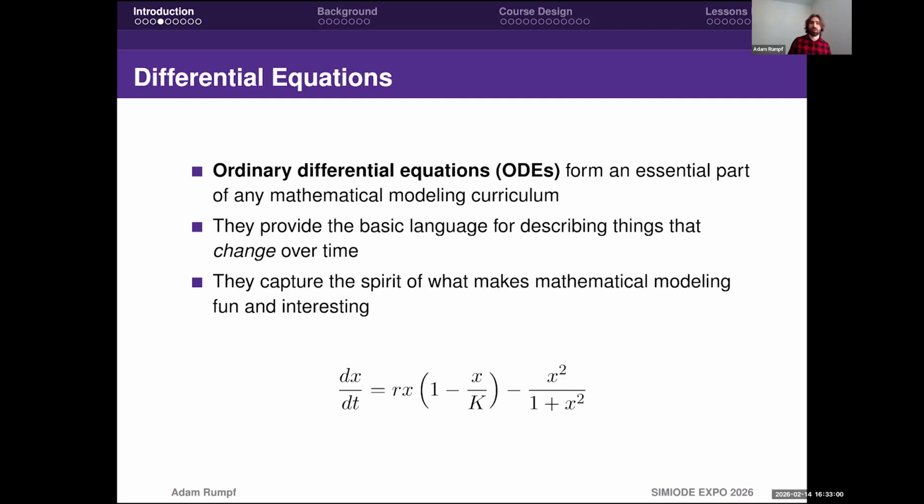But I would say that they also capture a lot of the spirit of what makes mathematical modeling fun and interesting, because it's relatively straightforward to develop them. If you want to describe something that's changing, like a population, for example, you think about all the things that cause it to increase, and all the things that cause it to decrease. Those all become the terms in your model, so it's relatively easy to construct a differential equation model. And then there are a lot of really rich mathematical things that you can do to answer questions about it.